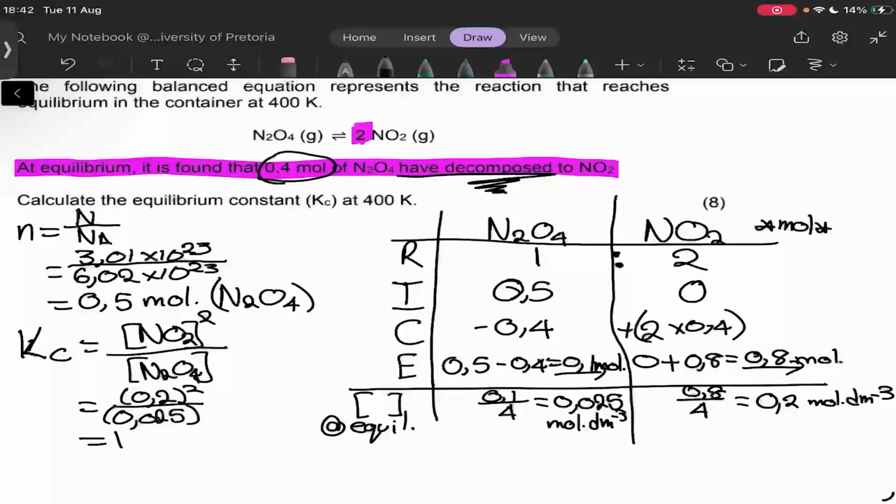And we end up with a value of 1,6. No units, by the way. Okay, now I do see a couple of questions. Let me see if I can answer them.